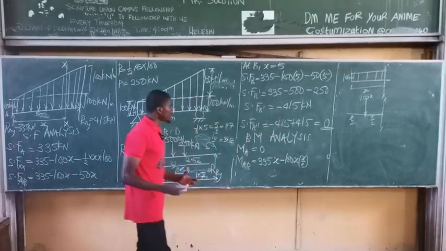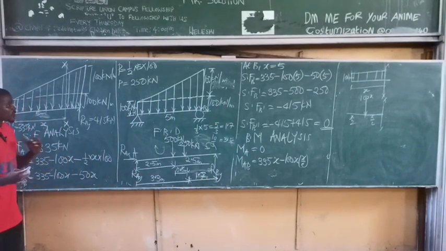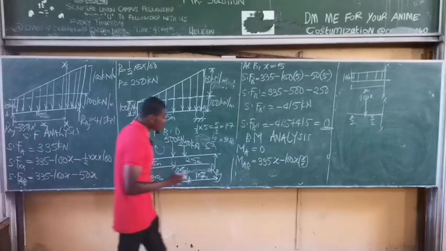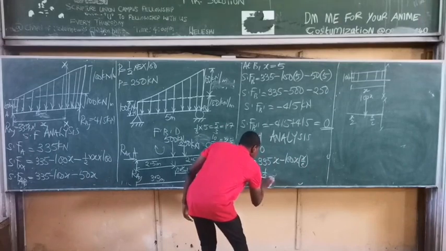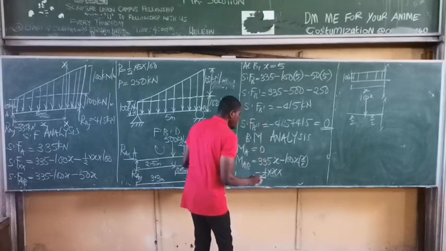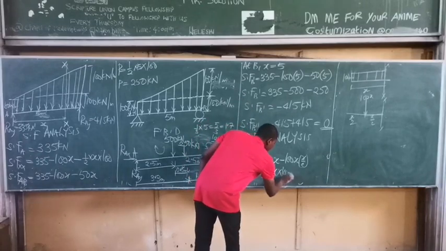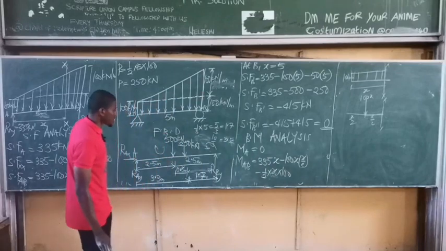That's for the UDL. Now, for the uniformly varying load, to convert a UVL to a point load, remember, you take the area of the shape, which is half base times height. So we indicate that minus half base. Base is now the length covered, which is x, times height, which is the maximum load of the UVL, which is still 100. The maximum load of the uniformly varying load is still 100 kilonewtons per meter.